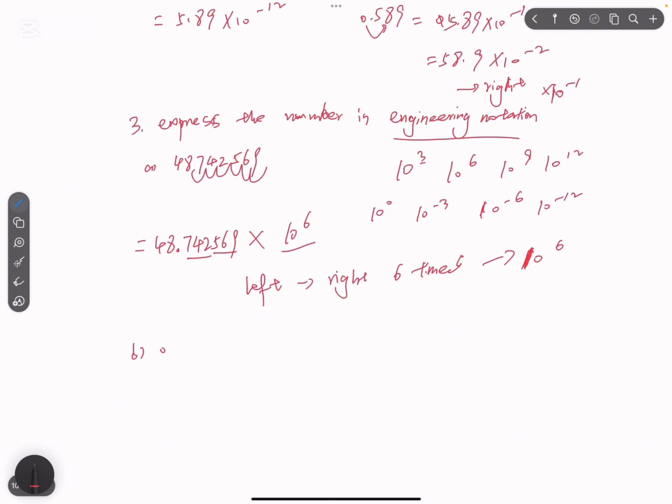Let's look at another decimal number, 0.02782 times 10 to the minus 3.